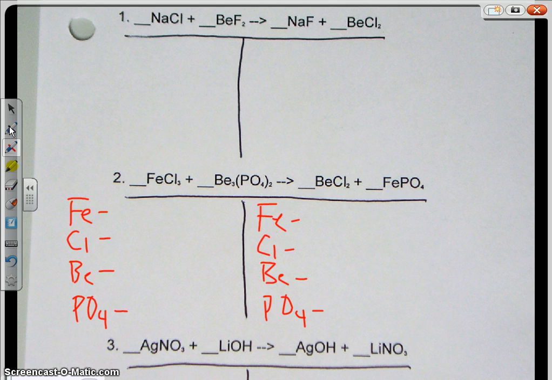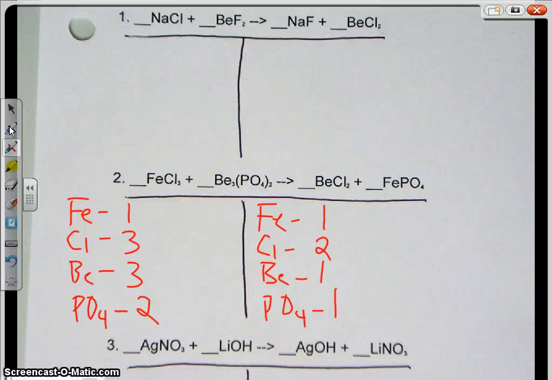Okay, so let's do our inventory. We have 1 iron over here. We have 3 chlorines. We have 3 berylliums. And we have 2 PO4s. Over here on the right, we have 1 iron. We have 2 chlorines. We have 1 beryllium, and we have 1 PO4.